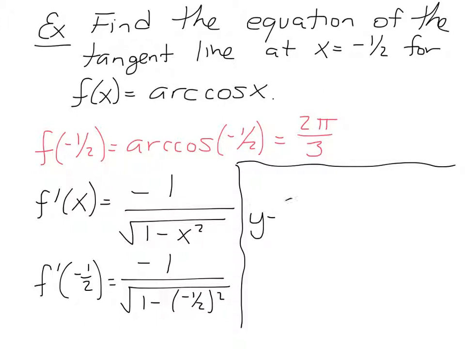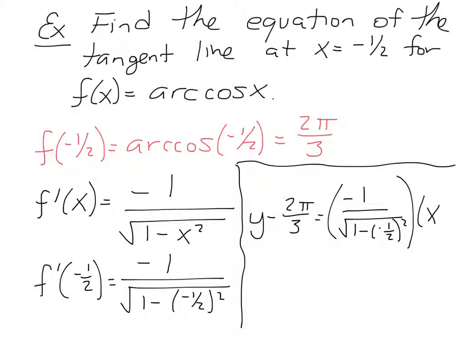Y minus 2 pi over 3 equals my slope, which I'll wrap in parentheses, that negative 1 over the square root of 1 minus negative 1/2 squared times x minus negative 1/2. So the double negatives, I'll just put it as positive. But that would be the equation of my tangent line.